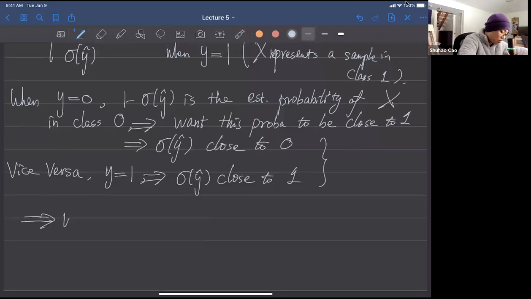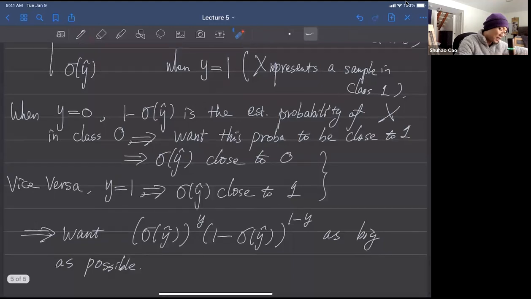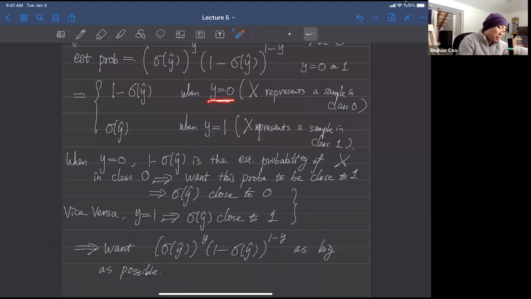We'll see that what we want is this function as big as possible. So let's look at why it's as big as possible. When y is 0, we want this as close as possible to 1, right? So it's this term.